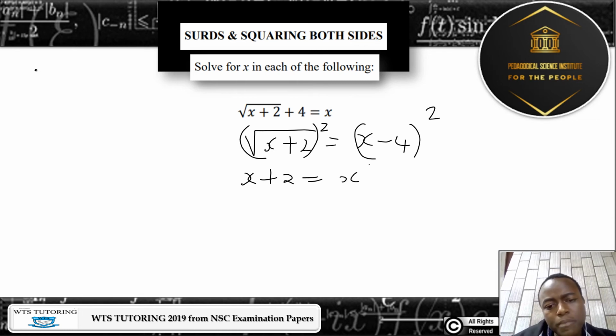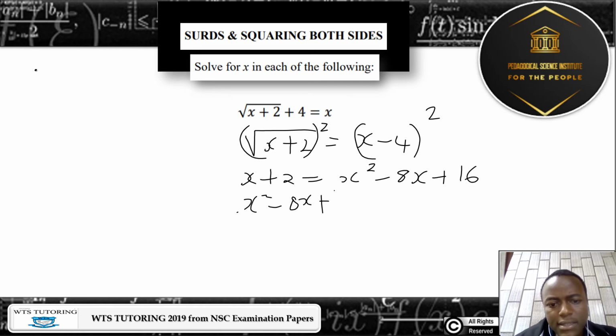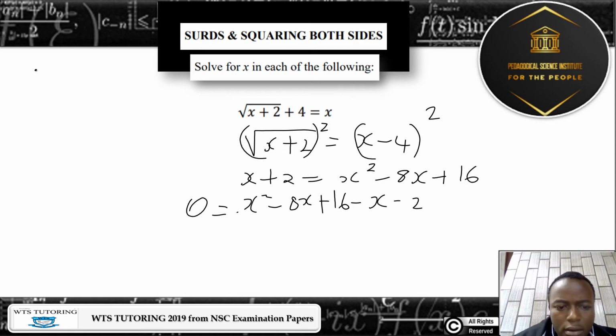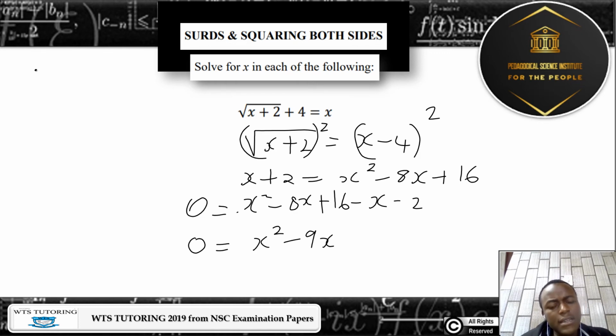It will be x squared minus 4x giving me minus 8x, minus 4 squared to give me positive 16. Then I can just take those things to the other side. Then it will be x squared minus 8x plus 16 minus x, minus 2. Okay, we have 0 this side is equal to x squared. Let me add the like terms, minus 8x minus x, it will be minus 9x. 16 minus 2, it's 14.